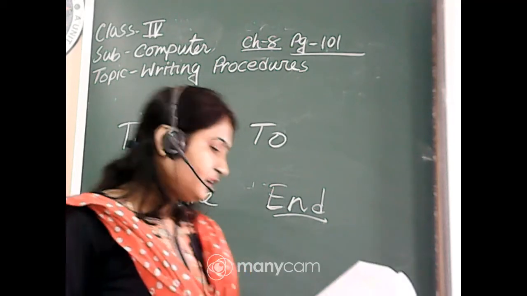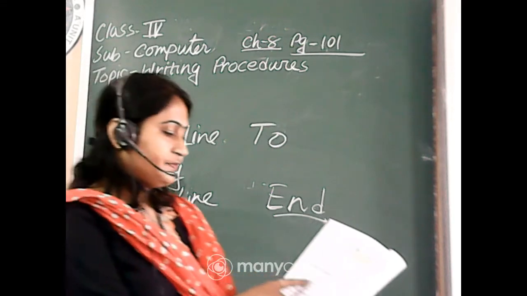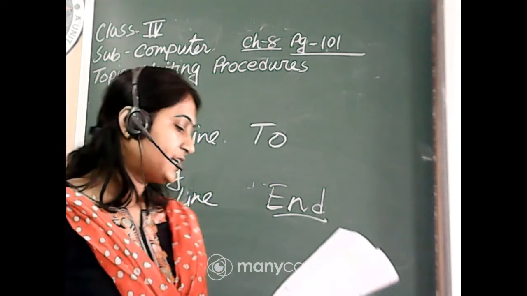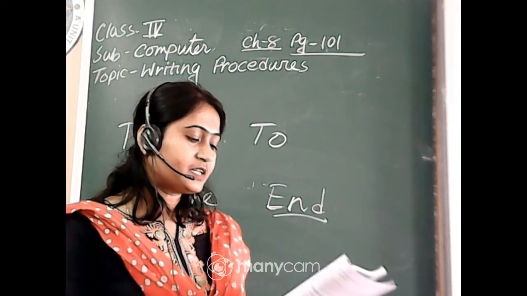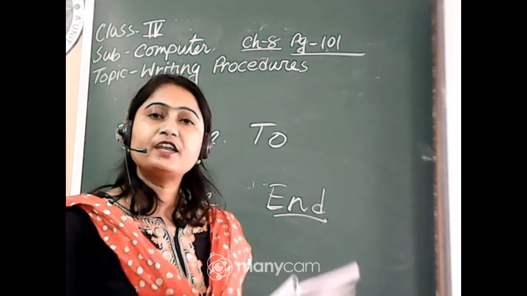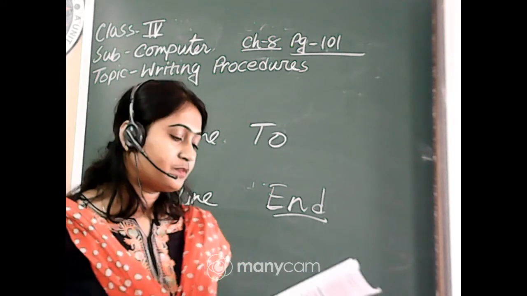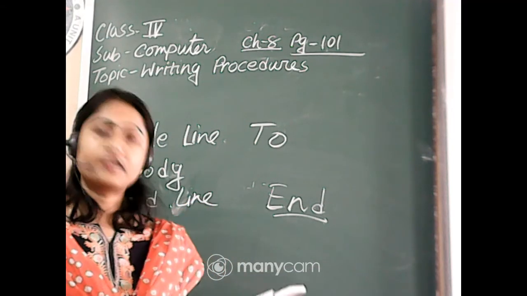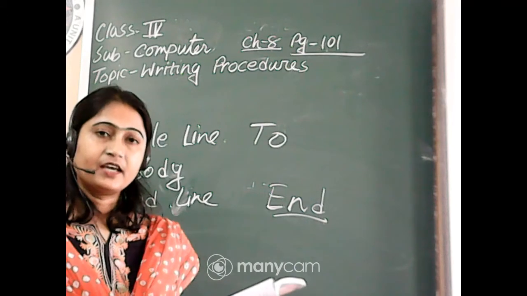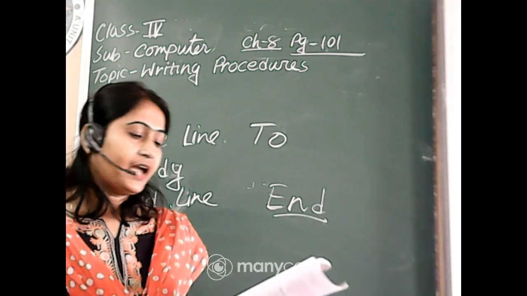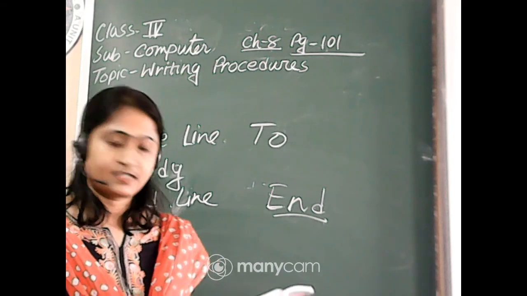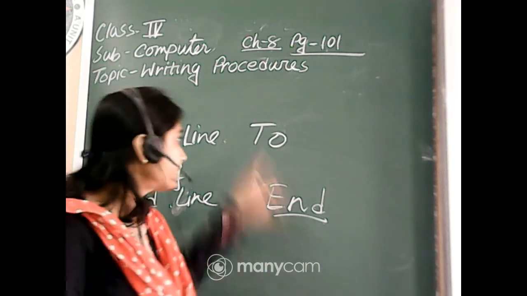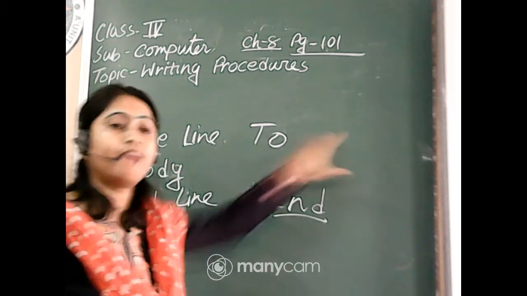But the first character of the procedure name must always be a letter. Next, a procedure name cannot have an arithmetical operator or a blank space. When you write a procedure name, there should not be any blank space, and you cannot use any arithmetical operator. When you write the name of a procedure, you have to write TO and then the procedure name.